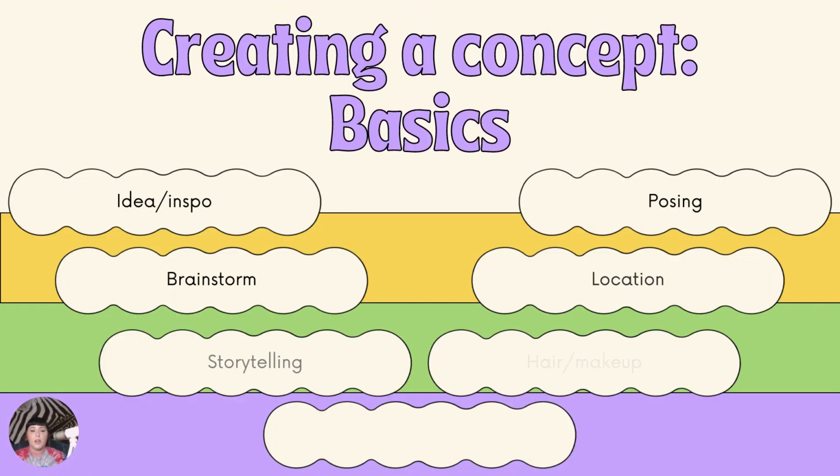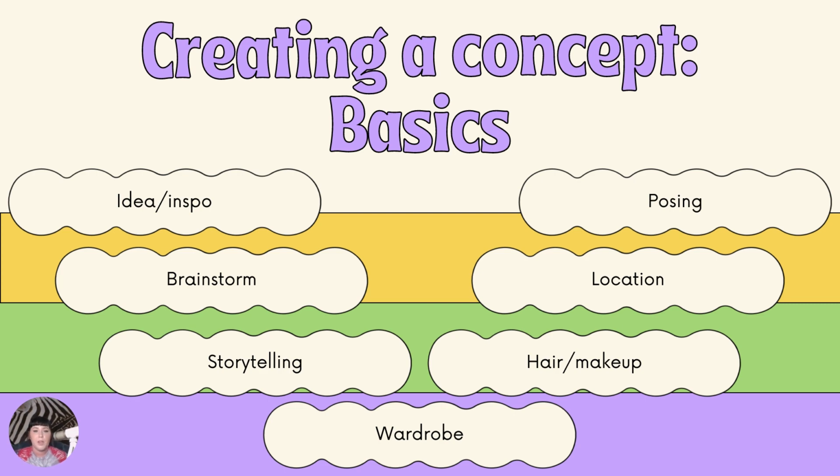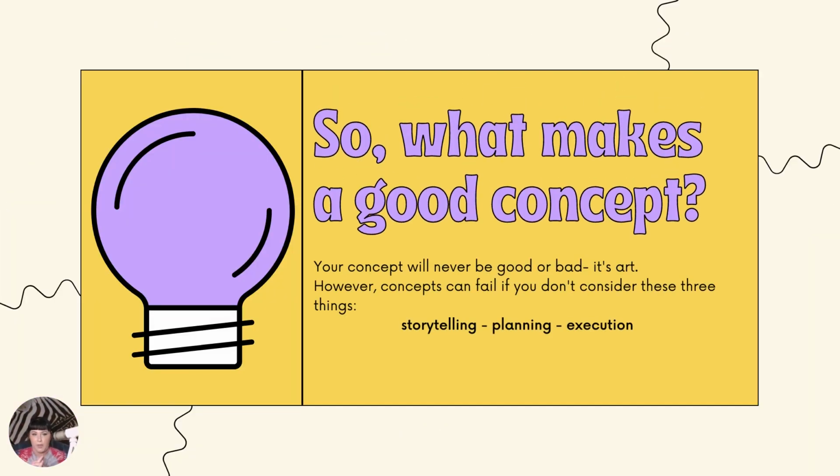So let's talk about the basics of creating a photo shoot concept. These are all things we'll talk about today and go into more detail in the next few slides. So first off, you need an idea or some inspiration, brainstorming, storytelling, wardrobe, hair and makeup, location, and posing. These are all key ingredients into creating a photo shoot concept that you definitely need to consider and take time to learn and think about.